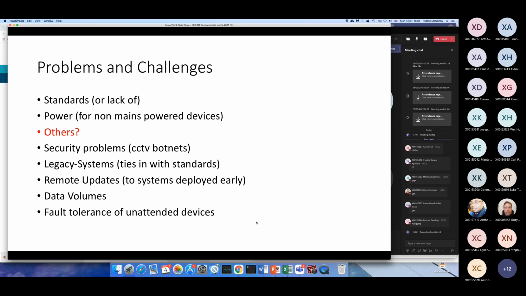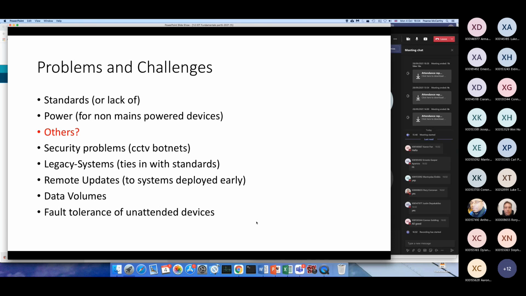Data volumes are an issue, and there's a lot of data out there. These sensors and IoT devices, and devices in general, send a lot of data centrally. Where is it going? Where is it being stored? Who's paying for it? And security as well. And then fault tolerance of unattended devices. Whether you like it or not, most IoT devices are unattended, which means there's nobody there to press restart or reboot them if there's an issue. So you have to build that in if you're designing unattended devices, to make sure that they can recover.